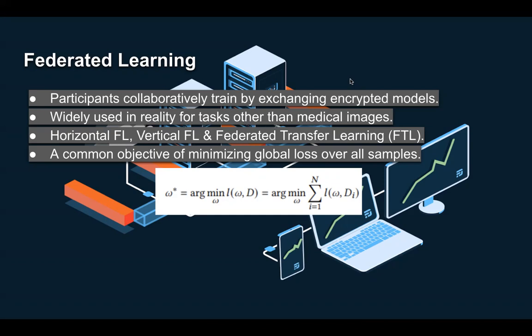Federated learning can be divided mainly into three different types: horizontal federated learning, vertical federated learning, and federated transfer learning. There is a common objective of minimizing the global loss over all the samples. In this formula, the middle part is the traditional objective function, while in federated learning, the data are separated. So we should minimize the loss over all clients from 1 to n.